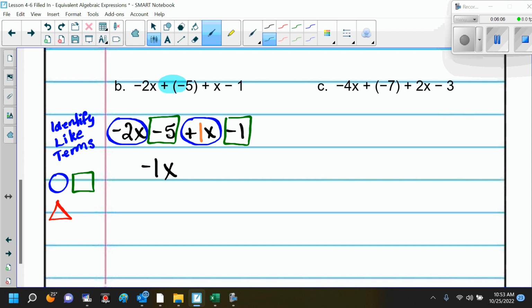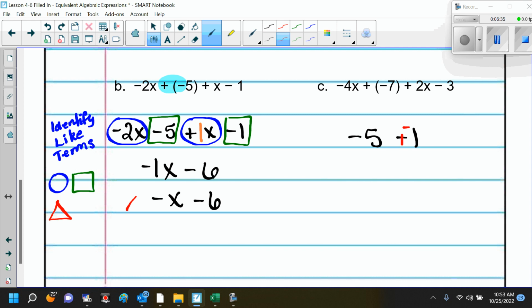And now we have negative 5 minus 1. Remember, keep change, change. What's that going to give me? Negative 6. Negative 6. Okay? So now we can clean this up. We can take that 1 out. We have negative x minus 6.